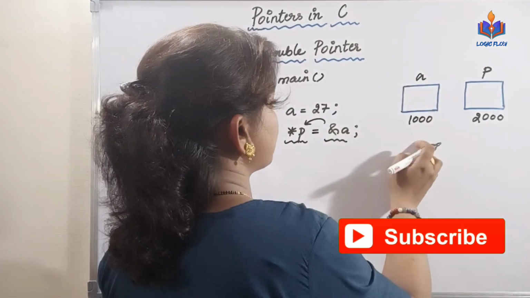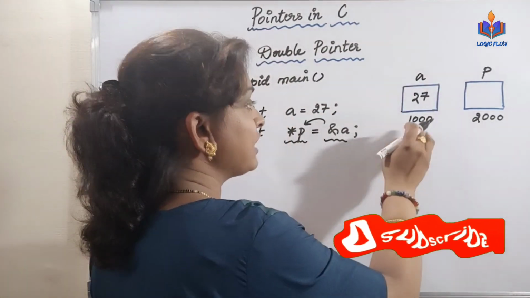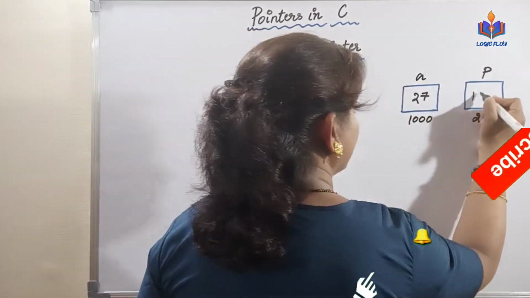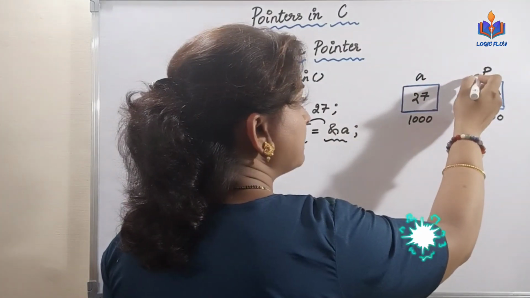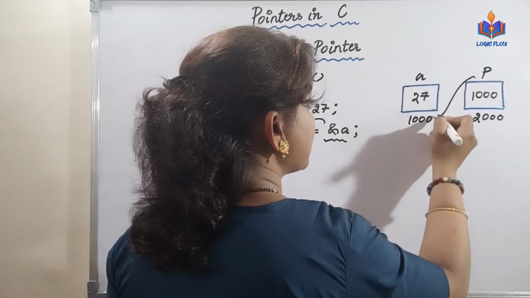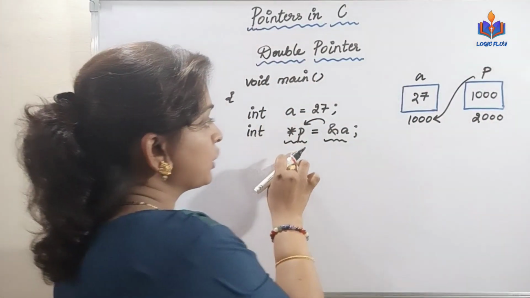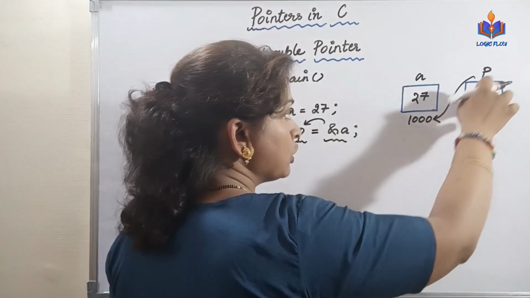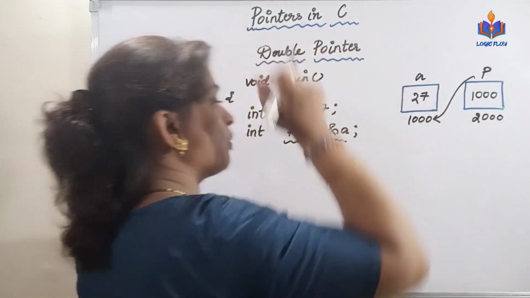So what is the address of a? See, the value of a is 27. Let me write that. What is the address of a? It is 1000. Store that into the pointer variable p. Now p is having 1000. Means to say this pointer variable p is pointing to this location. P stores the address of a. What is the address of a? 1000. Store that in p. So what is the value in p? Address 1000, pointing to the location 1000.